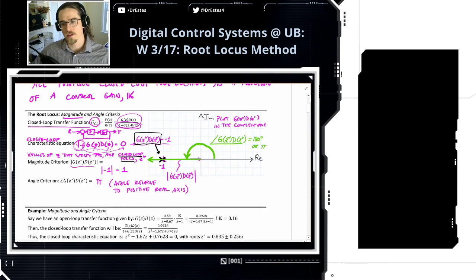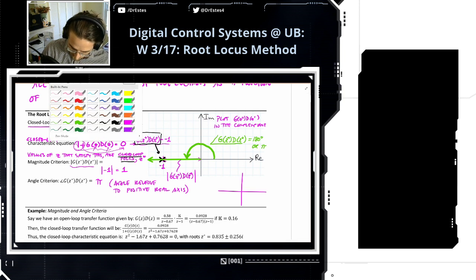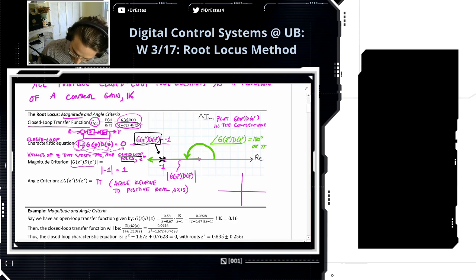So these two criteria are what we use to build a root locus plot, because what is the root locus? It's showing all the possible locations that a closed loop pole could be. So like if it starts here and then it goes here and then it goes up.